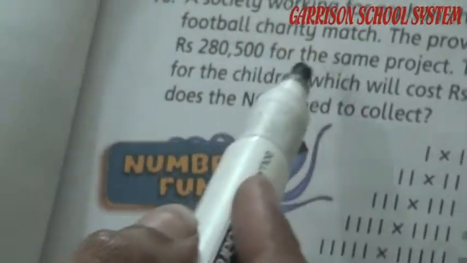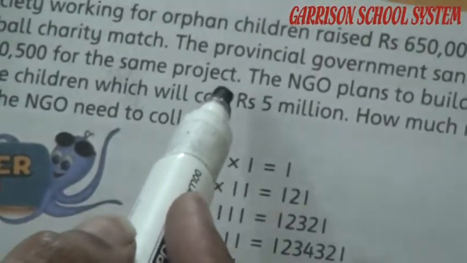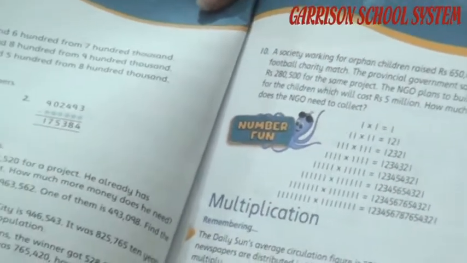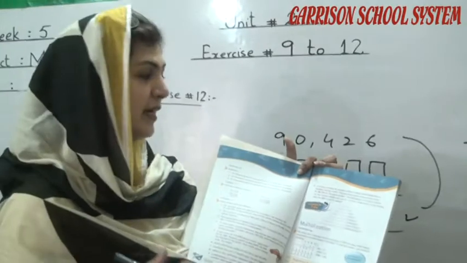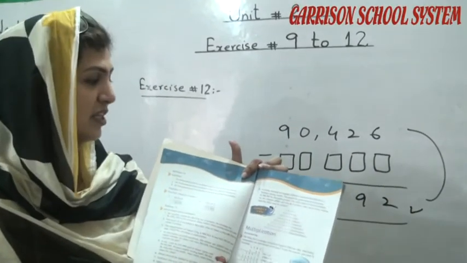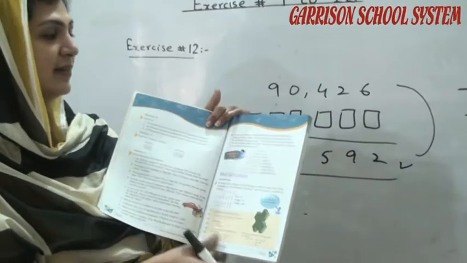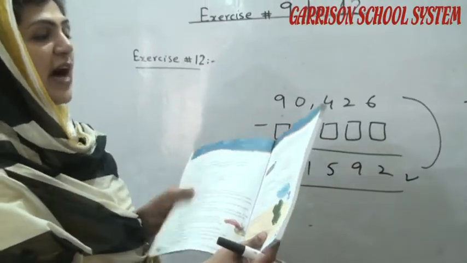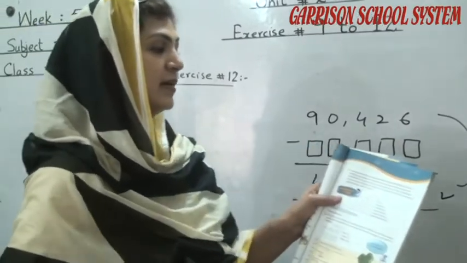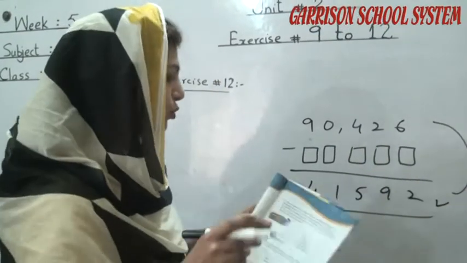The NGO plans to build a shelter for the children which will cost rupees 5 million. Means one NGO wants to build a shelter for the children, and they need the cost of 5 million for the shelter. So how much more money does the NGO need to collect?